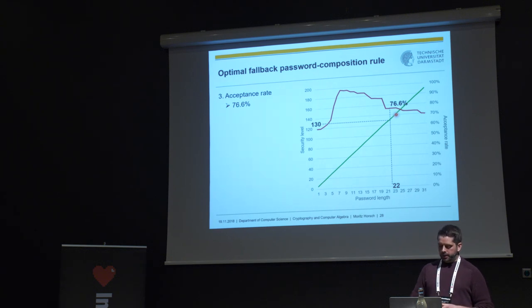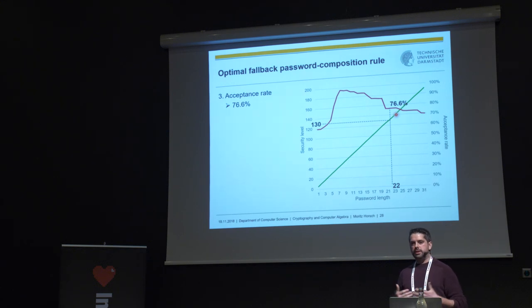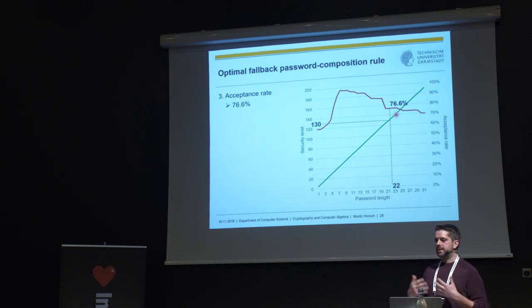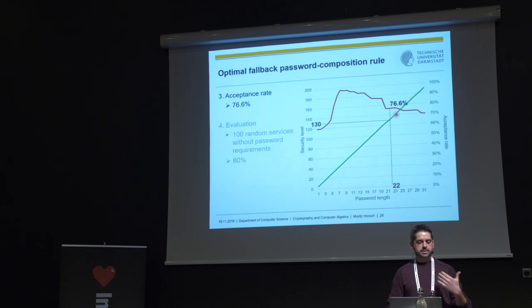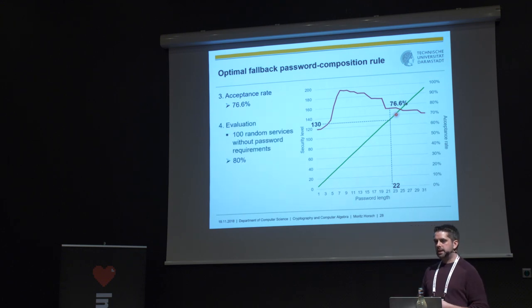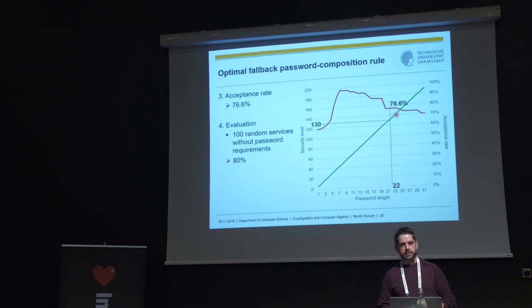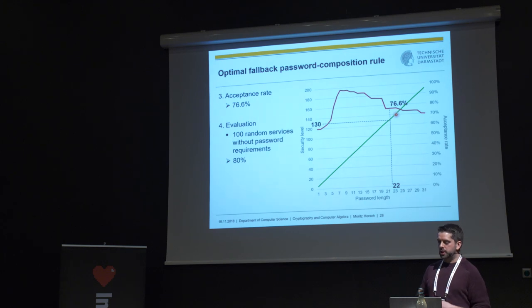76.6%. In the first step, I evaluated my assumption from the beginning that the services that don't state requirements on their website nearly have the same requirements as the services that provide the requirements on the website. I did this by simply creating a password with letters and numbers and 22 characters and testing it on 100 random services that don't provide any requirements on the website. And it turns out that even 80% of these websites accept such a password, so this is even a little bit better than the estimated 76.6%.